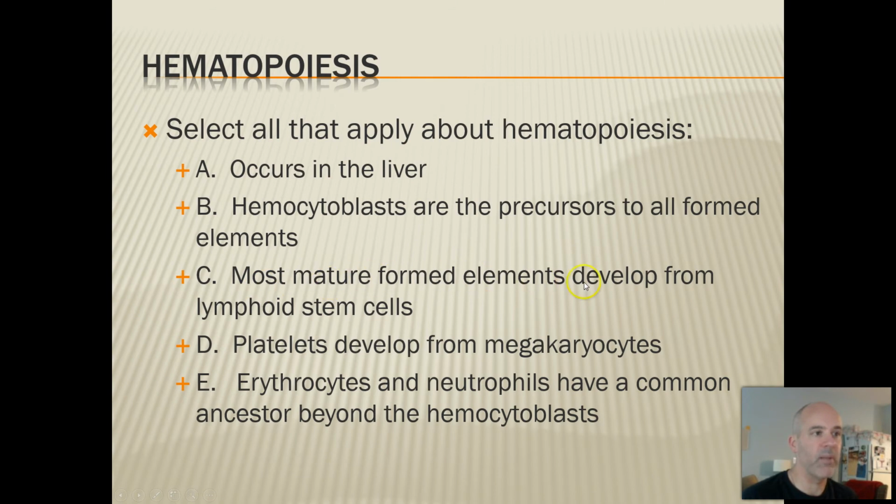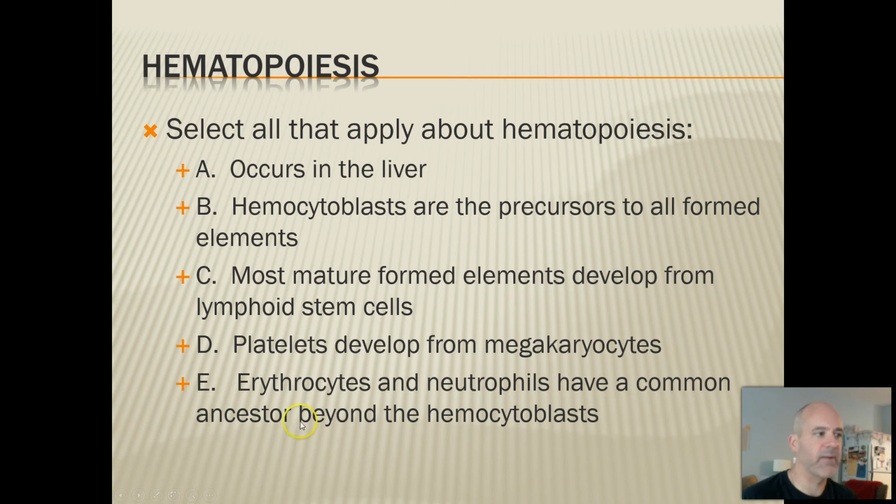Most mature formed elements develop from lymphoid stem cells. That's false. If you go back and look at your diagram, you don't need to memorize all of the pathways of hematopoiesis, but you should be familiar with which types of formed elements descend from your myeloid stem cells and which ones descend from your lymphoid stem cells. So if you go back and look, no, most come from the myeloid stem cells, not the lymphoid stem cells. Do platelets develop from megakaryocytes? Yes, they do. The megakaryocytes are these big giant cells, and they break apart to form your platelets.